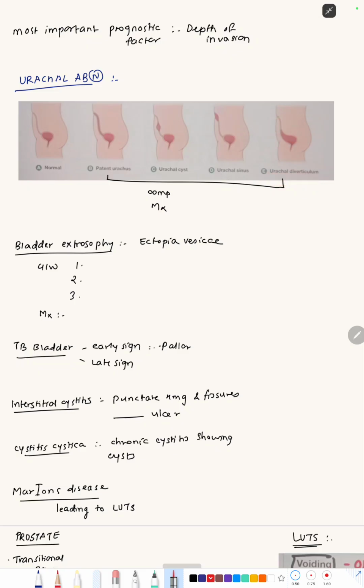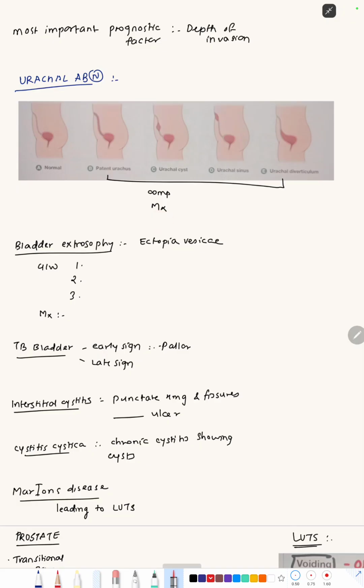And the problem with this is that whenever the child does any stressful activity, the urine comes out at the umbilicus. So that's the problem. In all these three cases of persistent urachus, the complication is that it leads to an adenocarcinoma risk, and management is going to be excision.